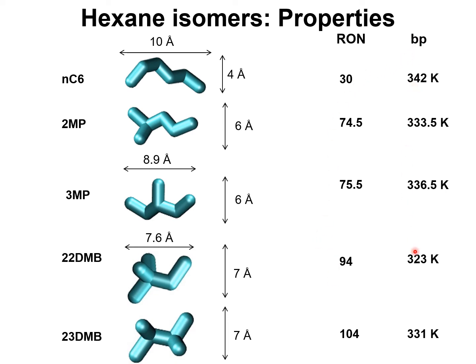The boiling points of the hexane isomers are tabulated here. We see that the normal hexane molecule has the highest boiling point, and it is possible to separate the normal hexane from the branched isomers by distillation. And in industrial practice, this occurs in distillation columns that are termed dehexanizers.